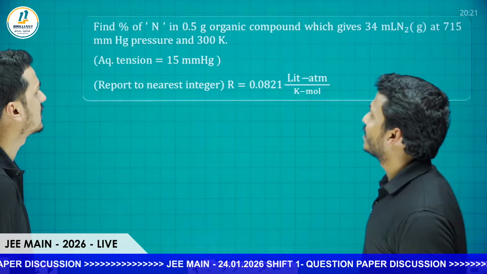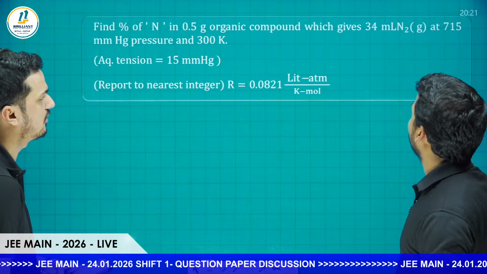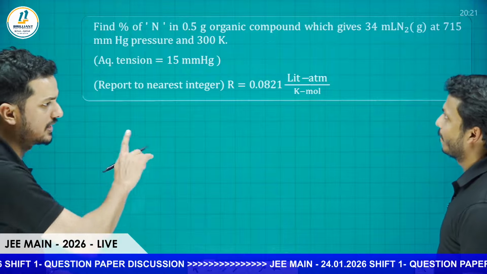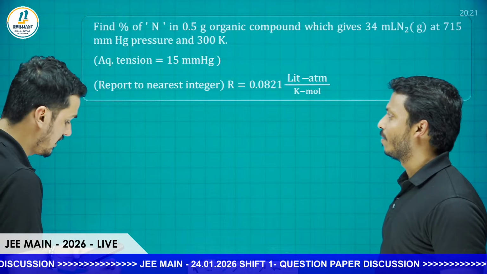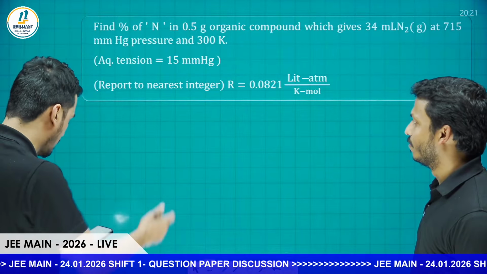Next one: find the percentage of nitrogen in 0.5 gram organic compound which gives 34 ml nitrogen at 715 millimeter of Hg pressure at 300 Kelvin. This is actually that method. Which method? Dumas method. They are asking this one. So here we can apply the formula.